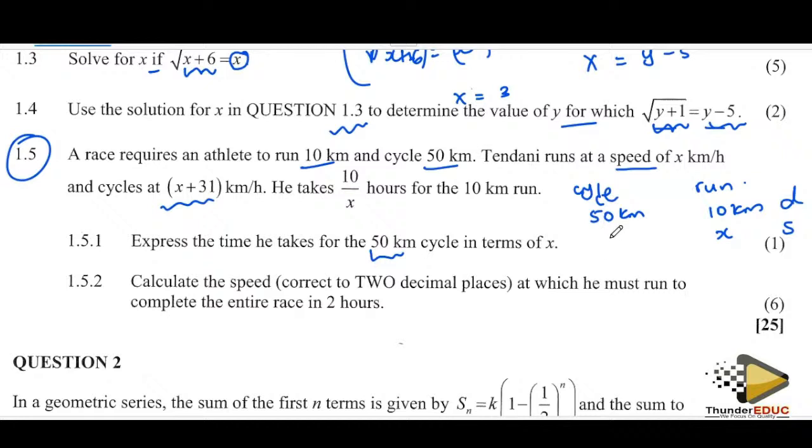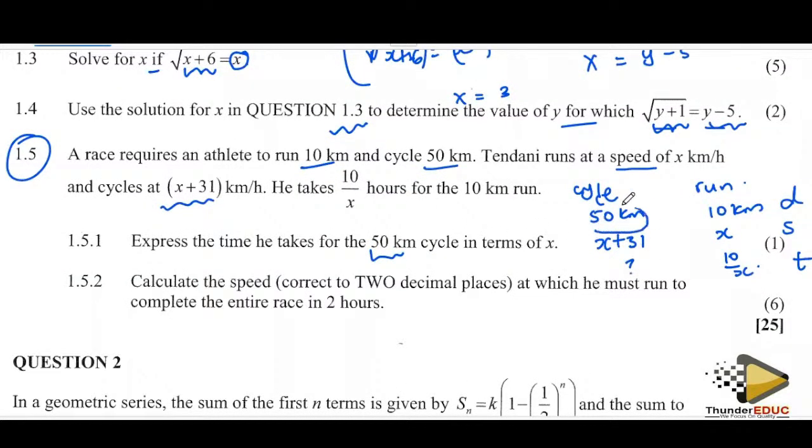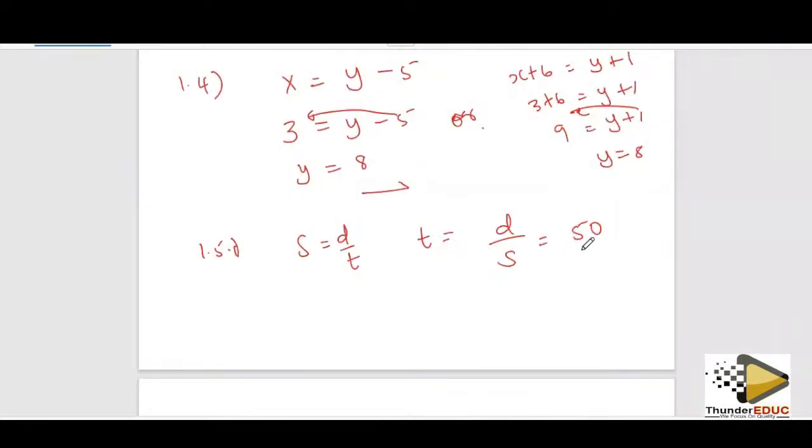And then the speed here is going to be x plus 31. When we look at the time element, there is 10 over x here for the time. How much time is there? From our formula of speed, distance, and time, we know that speed is distance over time. For us to get time, we divide the distance by the speed. And so our distance is 50, and our speed is x plus 31. So we're just going to say that is 50 over x plus 31.